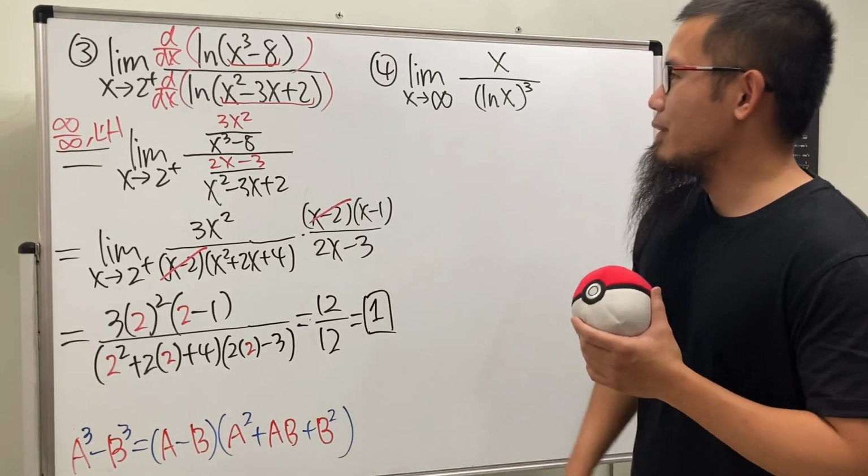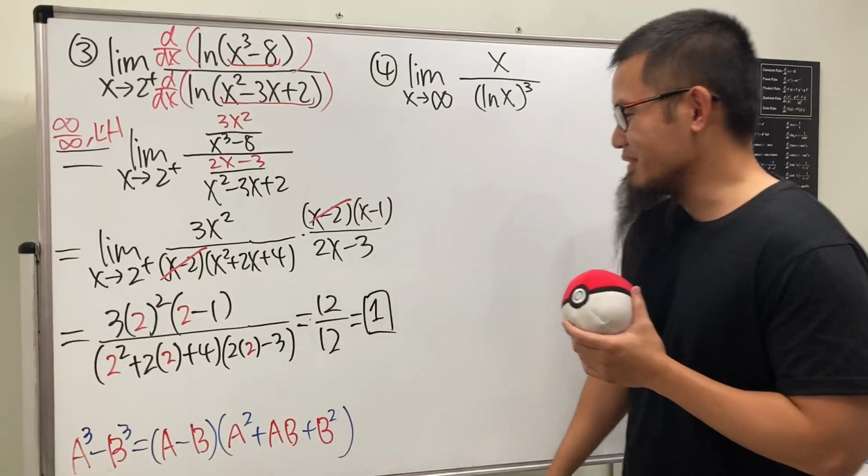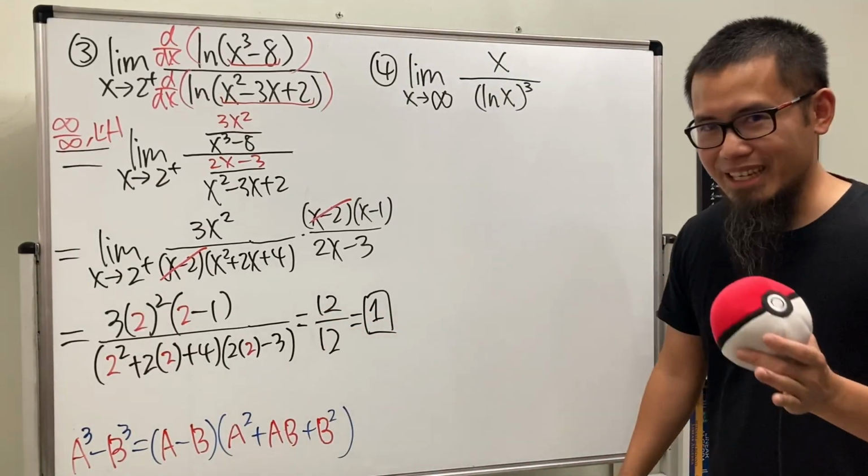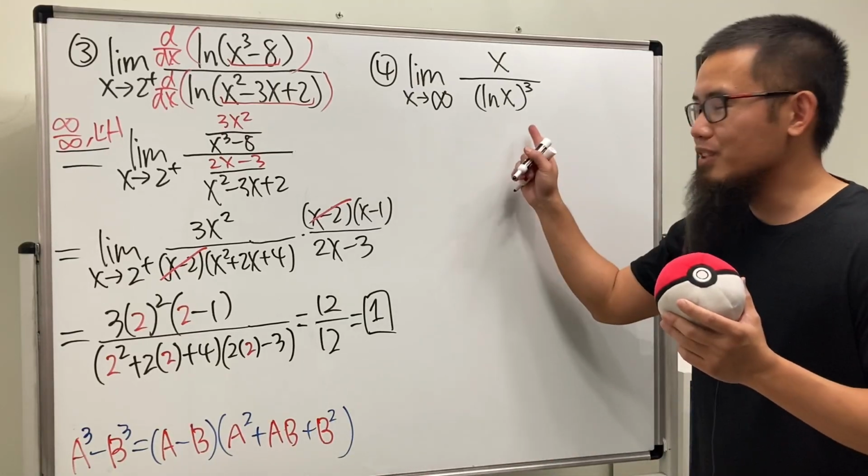Yeah. Wow. Infinity over infinity gives us 1. That's not always true. Not always true. Because for this one, have a look.